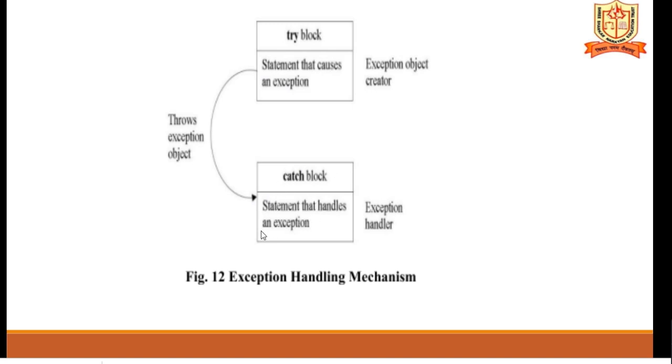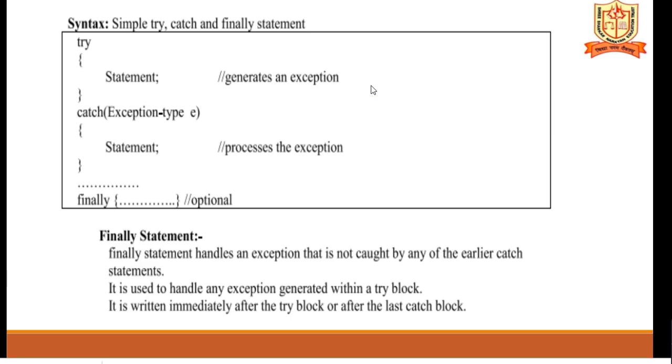The statement that handles the exception you write in the catch block. The catch block is called the exception handler and the try block is called the exception object creator. So this is the mechanism of exception handling. The statements that generate the exceptions you should write in the try block, and then the process of exceptions.